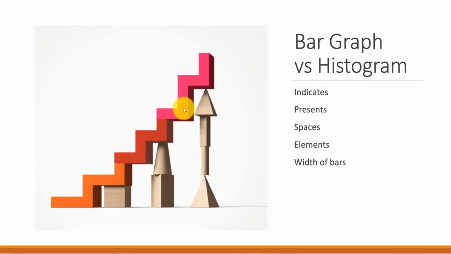If we talk about elements, in a histogram, elements are grouped together so that they are considered as a range. But in the case of a bar graph, elements are taken as individual entities. If we talk about the width of the bars, there is no need for it to be the same in the case of a histogram. But in the case of a bar graph, the bars need to be the same.